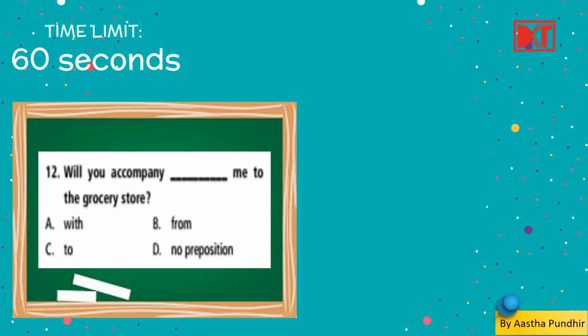Okay, here. Will you accompany dash me to the grocery store? Will you accompany with me? Will you accompany from me? Will you accompany to me? Or will you accompany me? Now here, the correct answer is D, no preposition. There is no need for a preposition here. A person, subject accompanies subject. So you accompany me. Accompany itself means going with someone. Will you accompany me to the grocery store? And here we already have a preposition, to, which signifies movement.